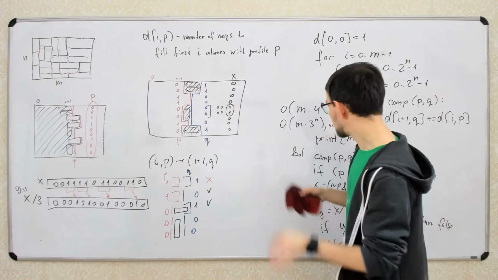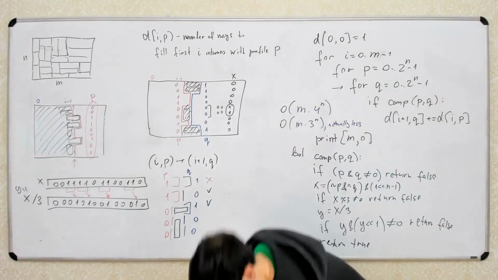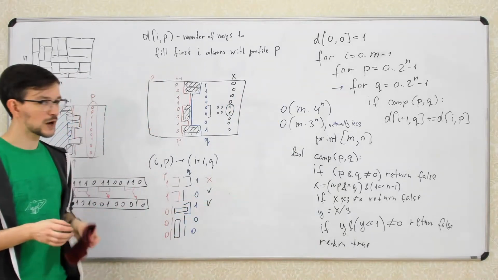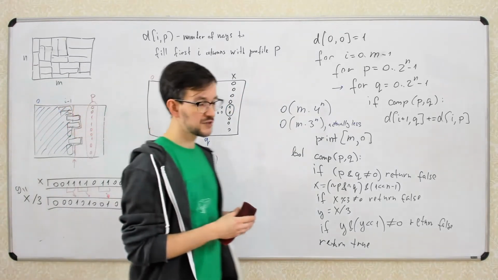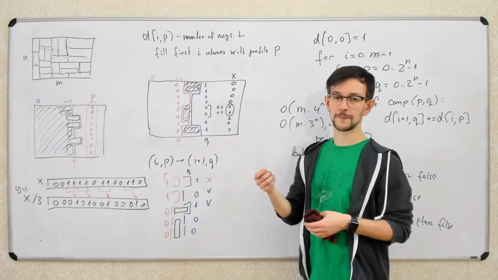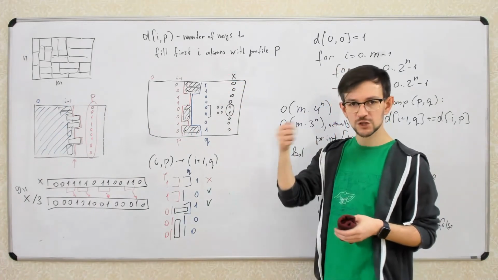So why is the time complexity bad? Because we have too many transitions. The number of states is pretty small, actually 2 in power of n. Yeah, but the number of transitions is big.